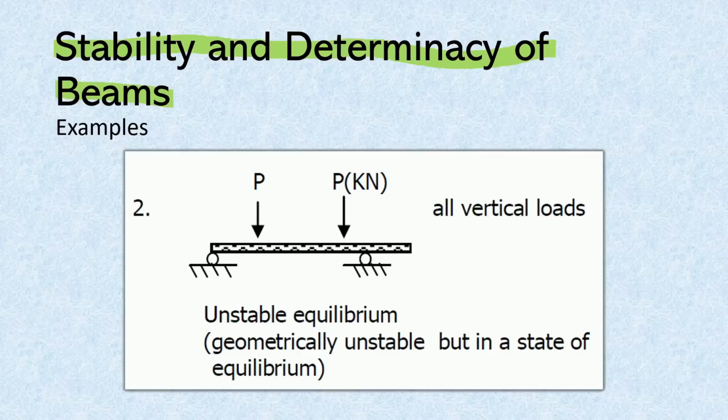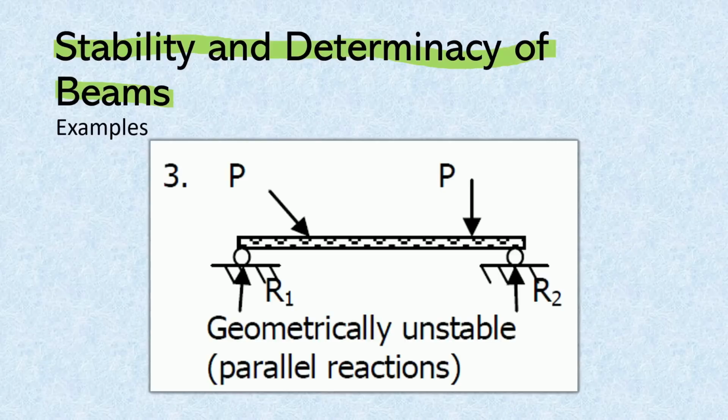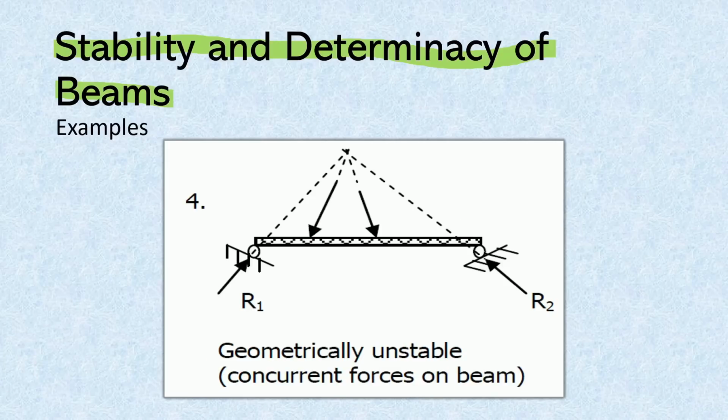Now, for this example, this will be in unstable equilibrium because the beam is geometrically unstable due to parallel reactions. However, it is in a state of equilibrium because the loads are only vertical. And then this one will be geometrically unstable because all reactions are parallel. Nothing will resist the horizontal component of this force. And then for the next one, we have a geometrically unstable beam due to concurrent forces because all of these forces, these two and the reaction forces, meet at a common point.